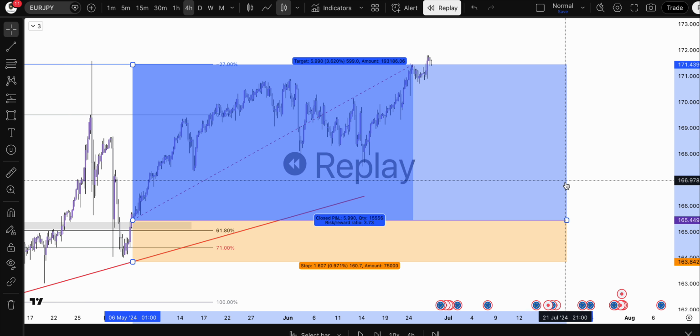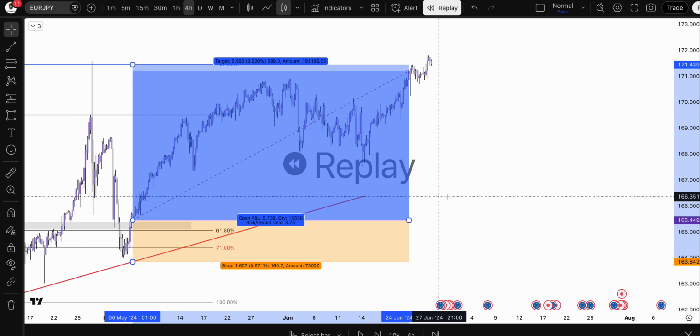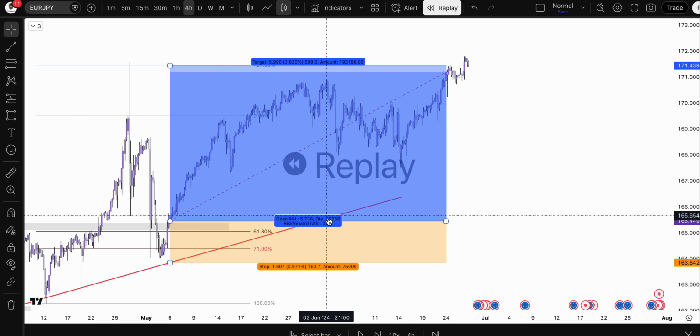Okay, so profit was eventually hit, and this was our 1 to 4 risk reward ratio. Oh, it was actually more of a 1 to 3.75 risk reward ratio, which is fine. So this was a very good trade. I hope you guys can take some lessons from it.